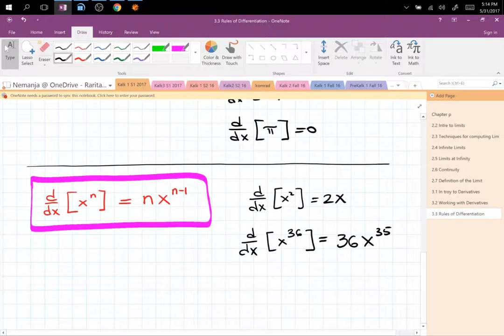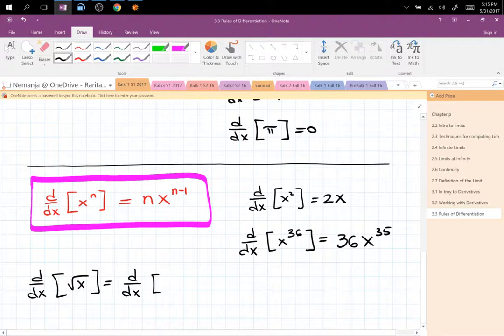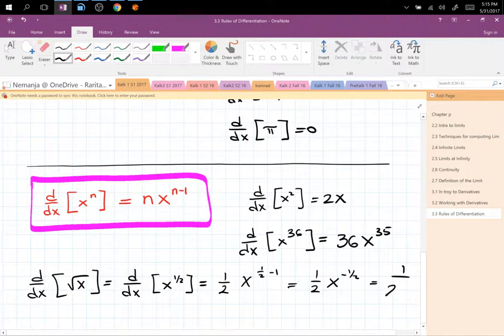But also, this works as the derivative of square root of x, which, if you use algebra, you rewrite as x to 1/2. And then when you apply the rule, you know that you have to drop the exponent in front and then subtract 1, which gives you 1/2 x to the negative 1/2, which is actually 1 over 2 root x. So the derivative of root x is 1 over 2 root x.